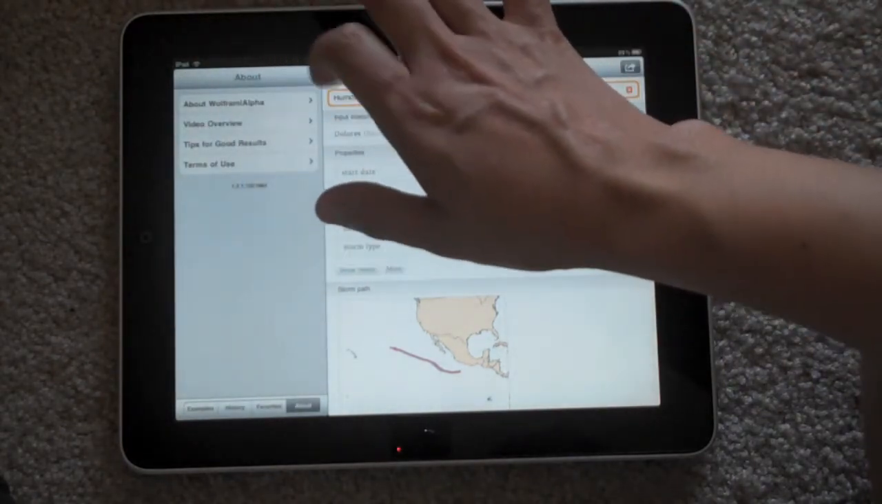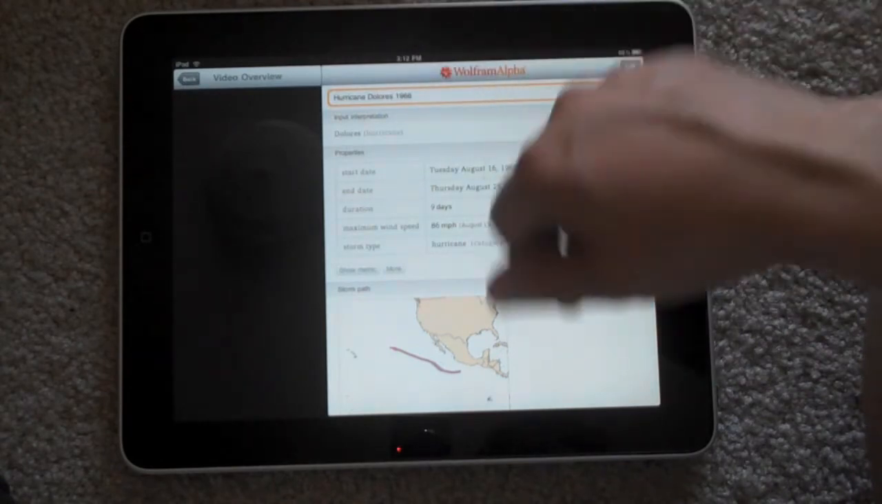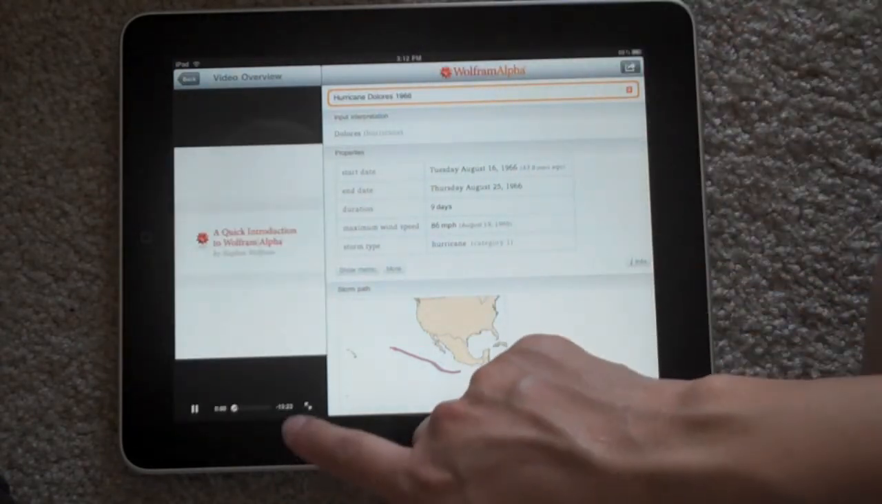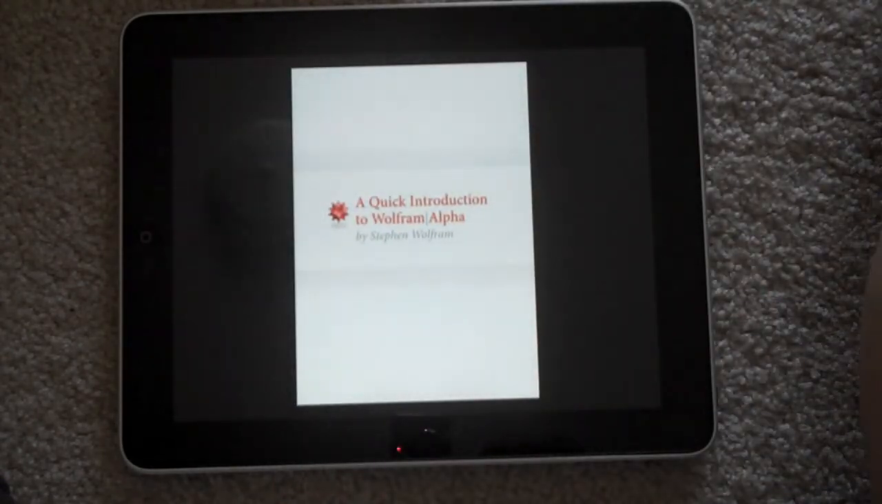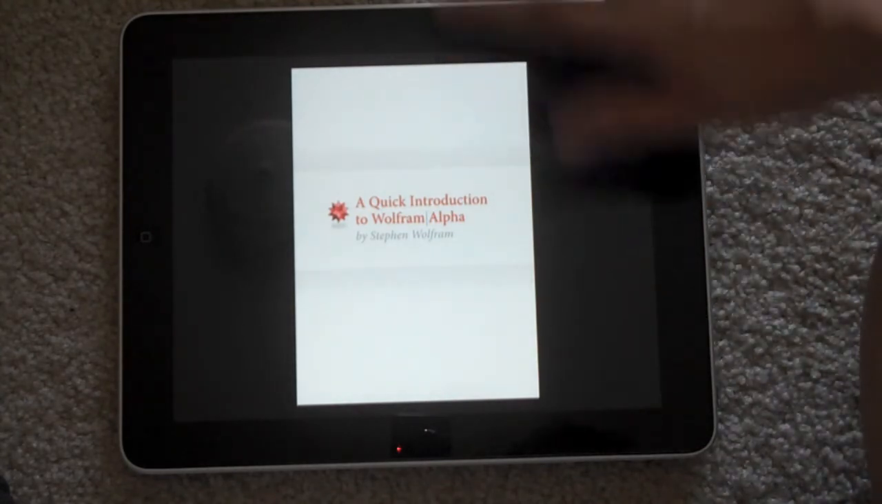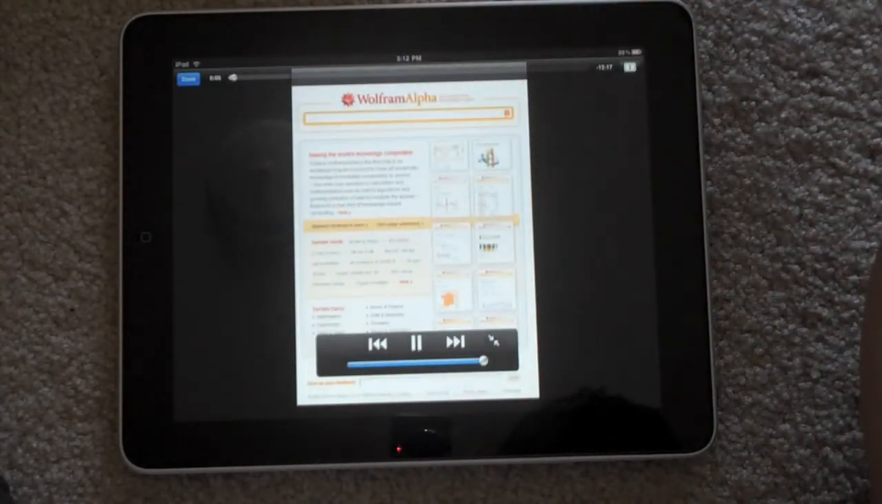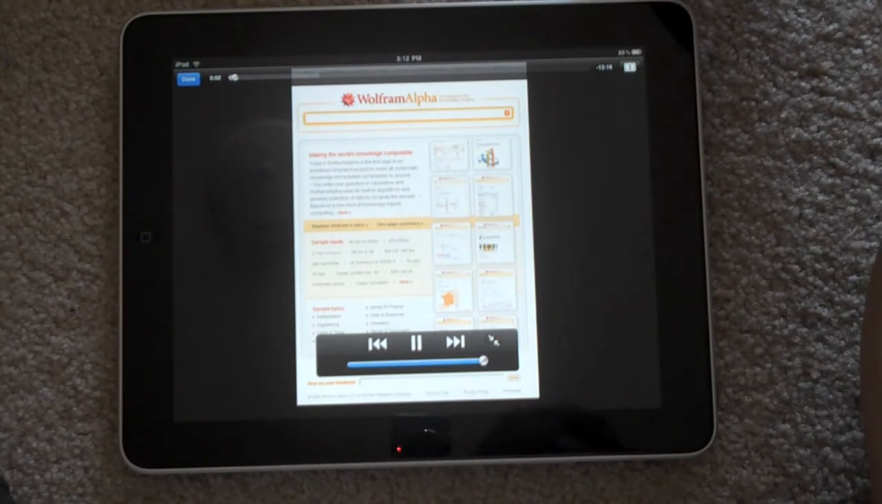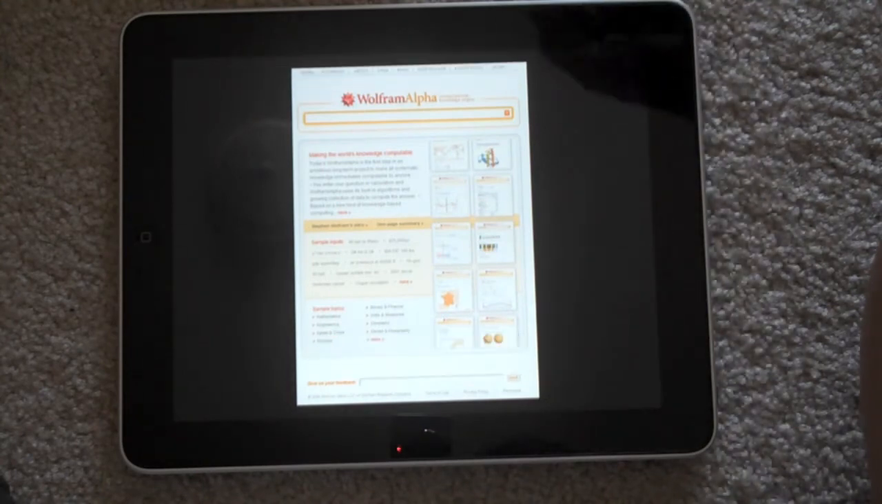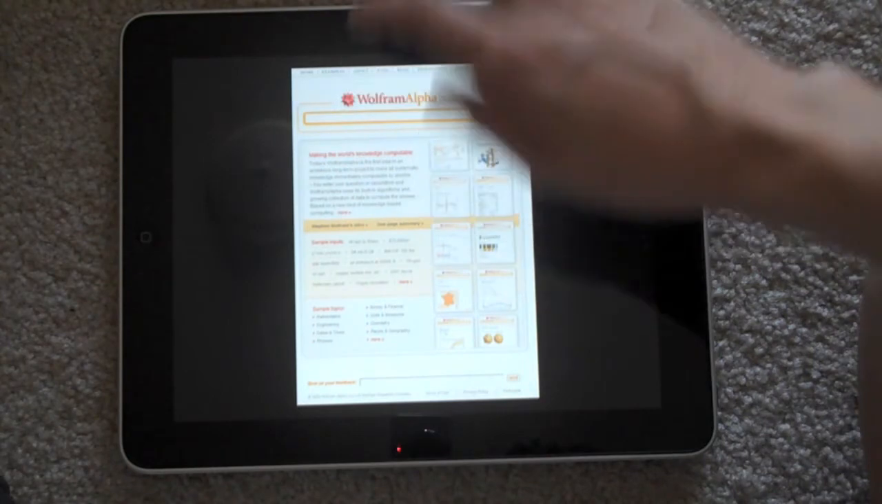They have a video that tells you about WolframAlpha, so if you want to learn more about what WolframAlpha can do. It's a 13-minute video, so if you really want to learn what WolframAlpha can do, you can check this out.